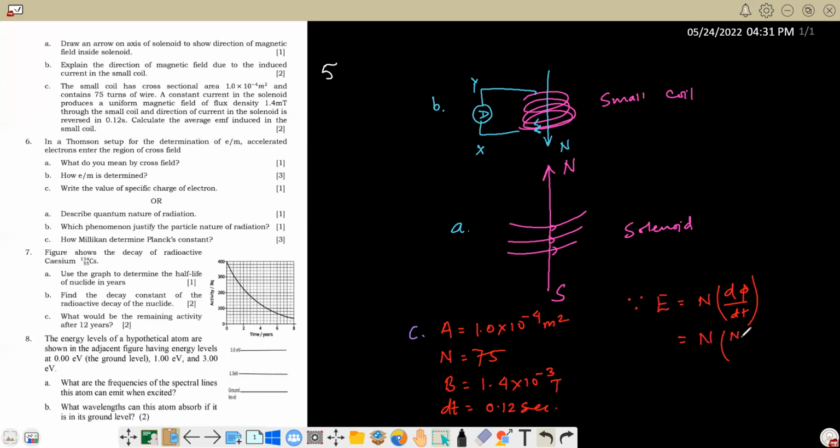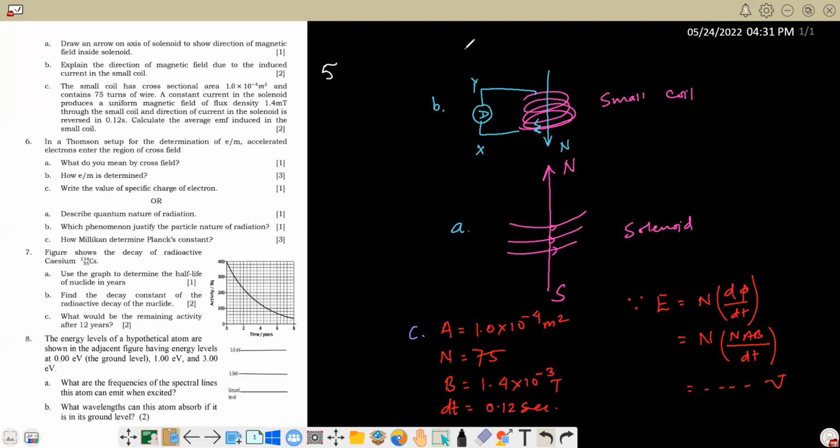d phi is NAB cos theta. The value of cos theta here we take as parallel, the direction of the area vector and the direction of the magnetic field. So this is going to be over dt. This gives us the value of EMF, which comes in certain volts. This is the solution for question number 5.